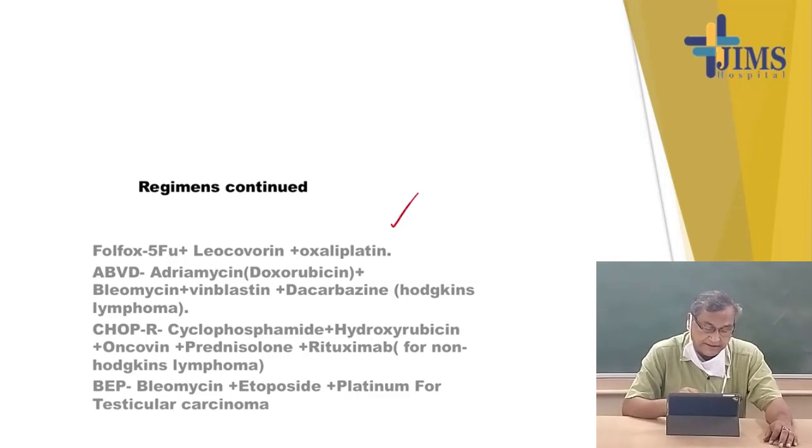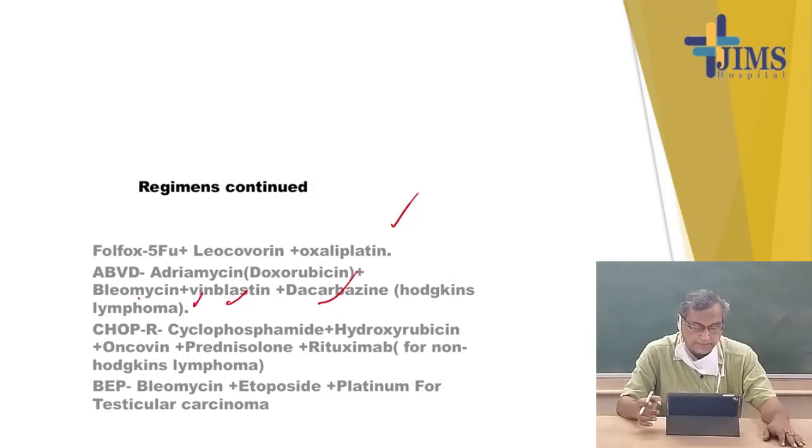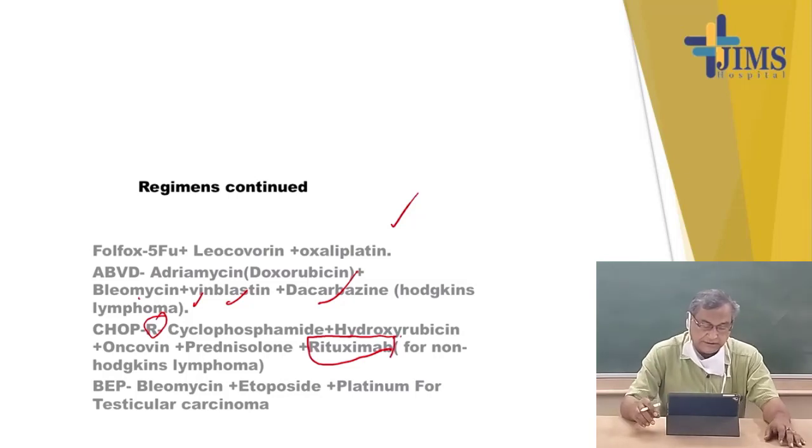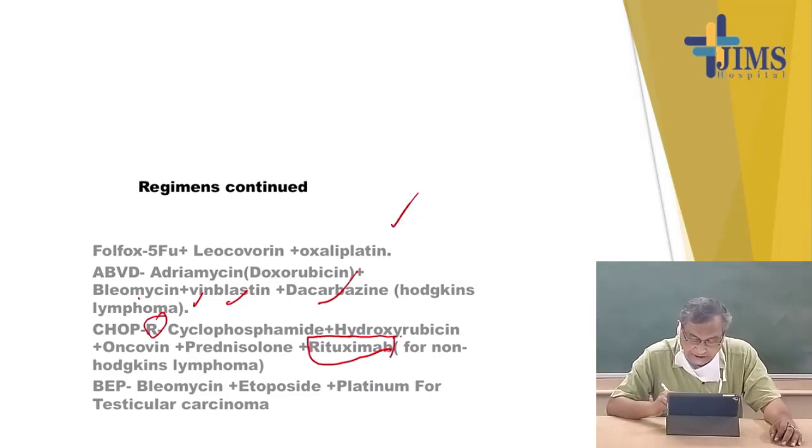ABVD: adriamycin, that is doxorubicin, plus bleomycin plus vinblastine plus dacarbazine, which is used in the treatment of Hodgkin's lymphoma. R-CHOP means cyclophosphamide, hydroxydaunorubicin plus oncovin plus prednisolone, plus this R stands for rituximab. This is nothing but a monoclonal antibody, and this is very much used nowadays for the treatment of non-Hodgkin's lymphoma.